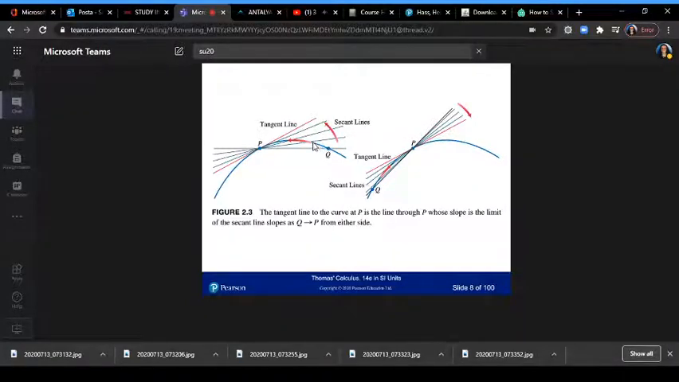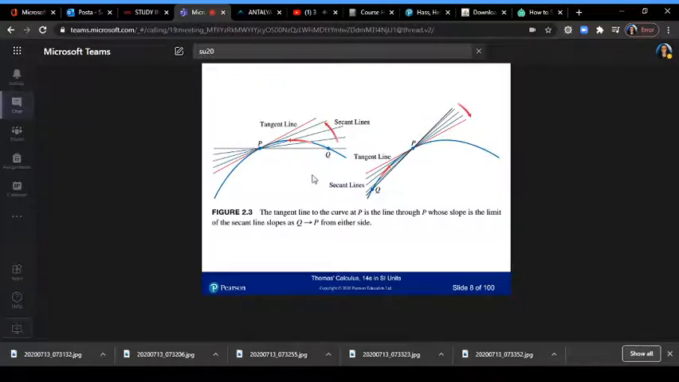And then as you get closer to P, you choose another Q, and another Q, and each time you draw these secant lines. As you see, these secant lines are getting closer and closer to the tangent line. So you're approximating the tangent line slope by using the slopes of these secant lines. These secant lines are going towards this tangent line.